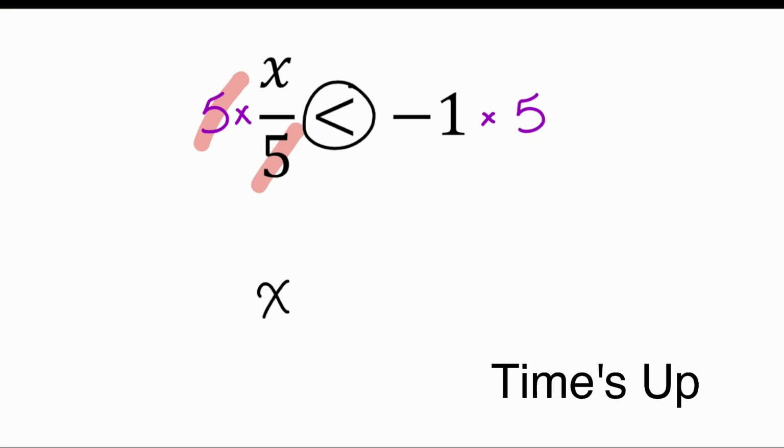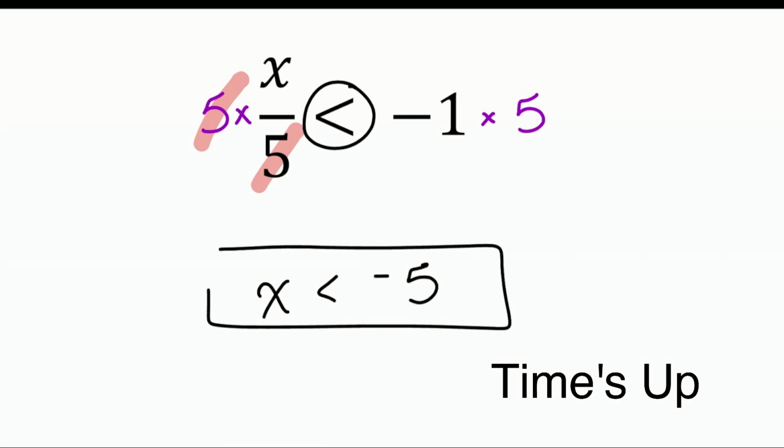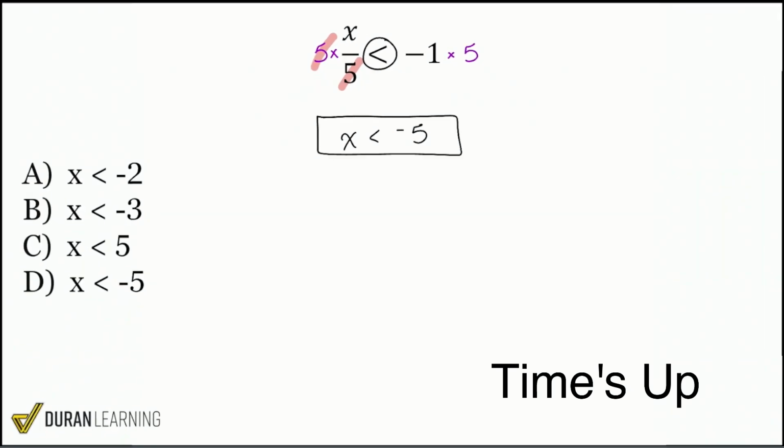It stays the same. It stays as less than negative 1 times 5. 1 times 5 is 5. Negative times a positive is a negative. And so the answer here is x is less than negative 5. And that's going to be answer choice D.